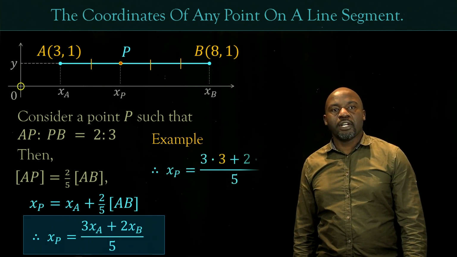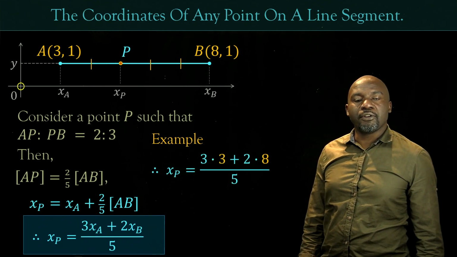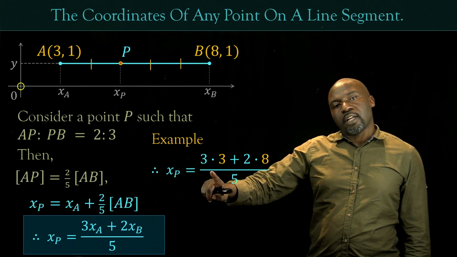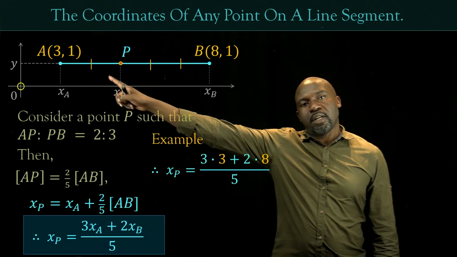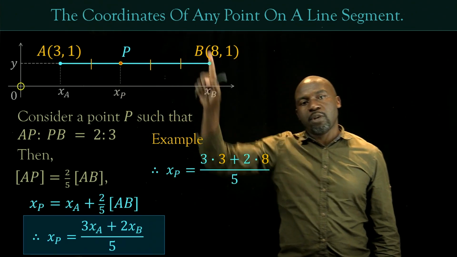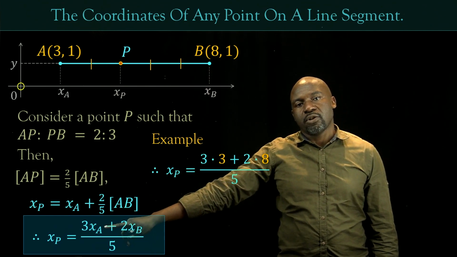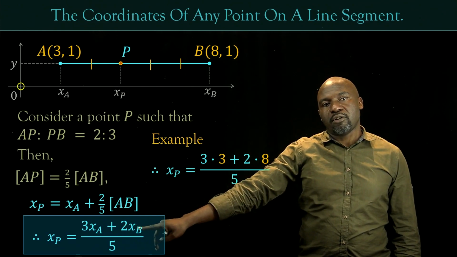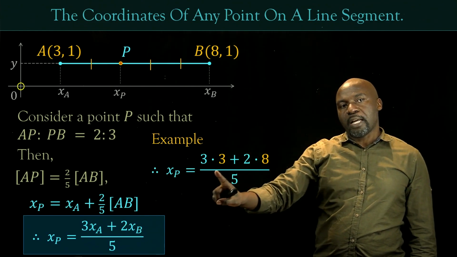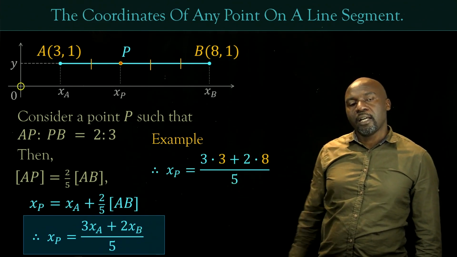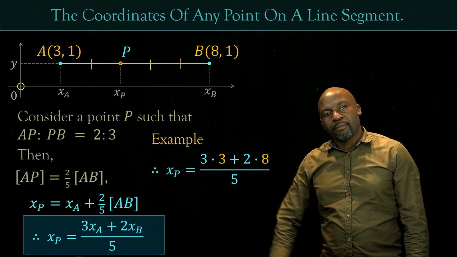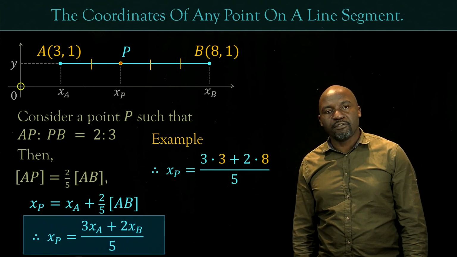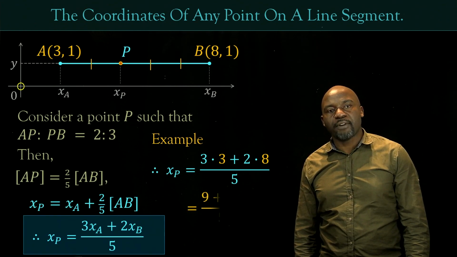Okay, pause the video and try it out. If you've done so, then you can see all that is happening is we are taking the x coordinates of A and B and plugging them in here. So the x coordinate of point A is 3, and the x coordinate of point B is 8. So plug in 3 and 8 there, and we have 9 plus 16, which is 25 divided by 5. 25 divided by 5 is 5.